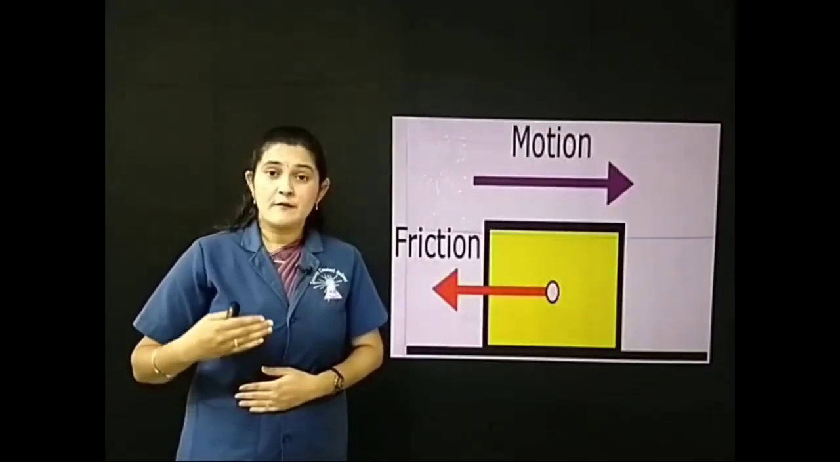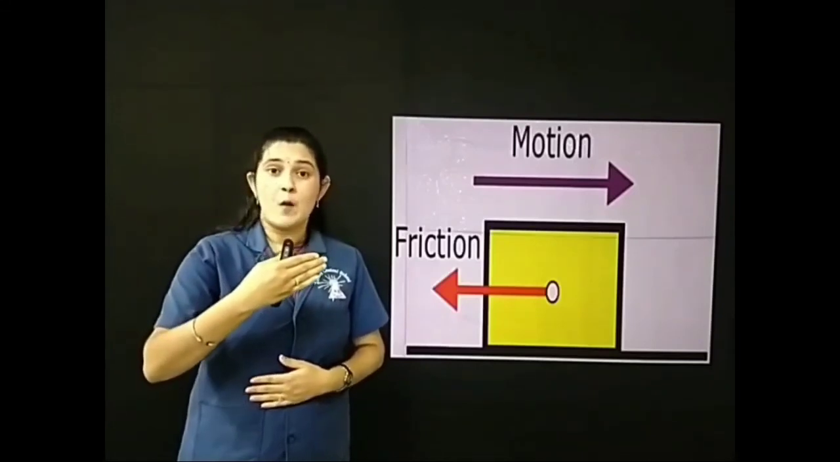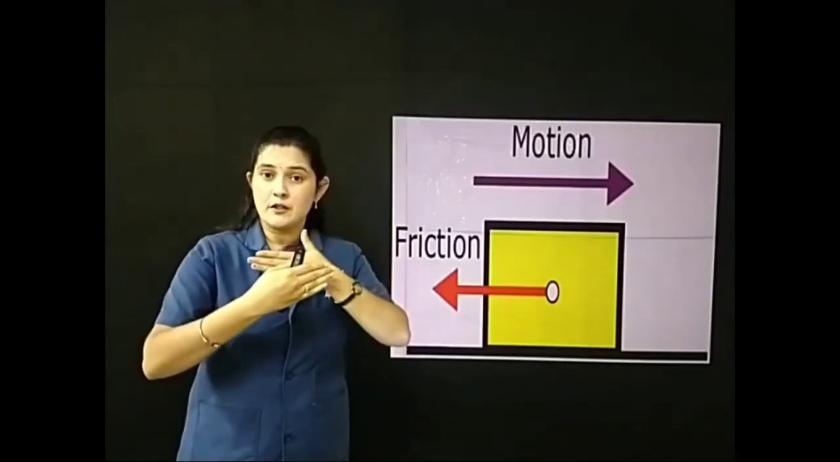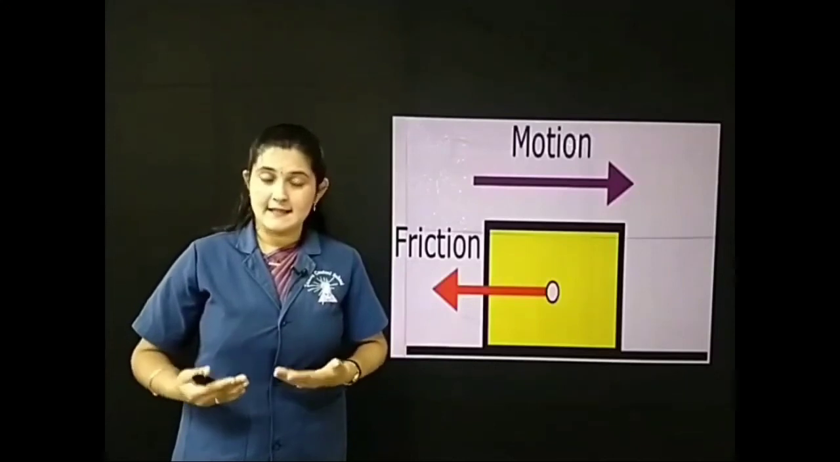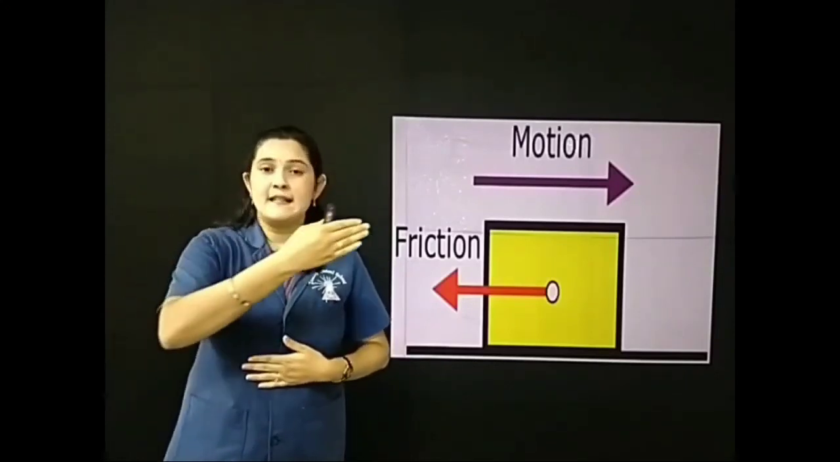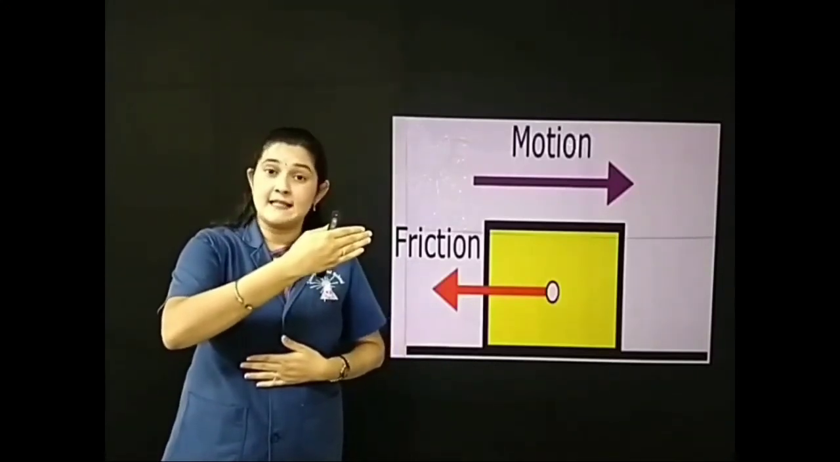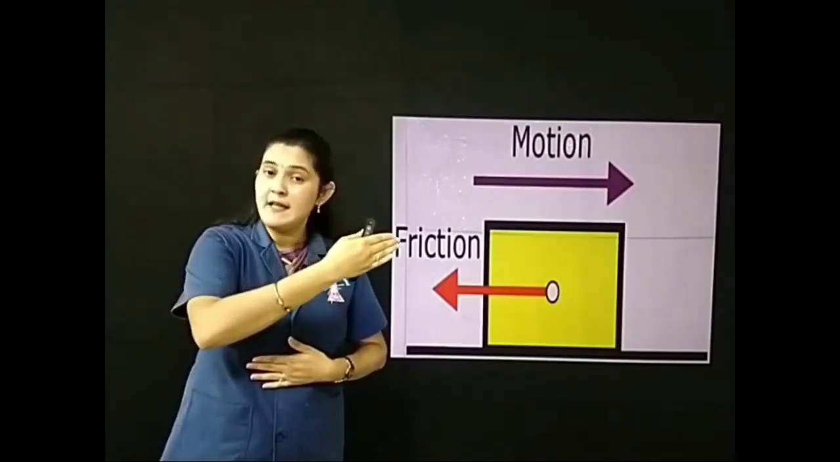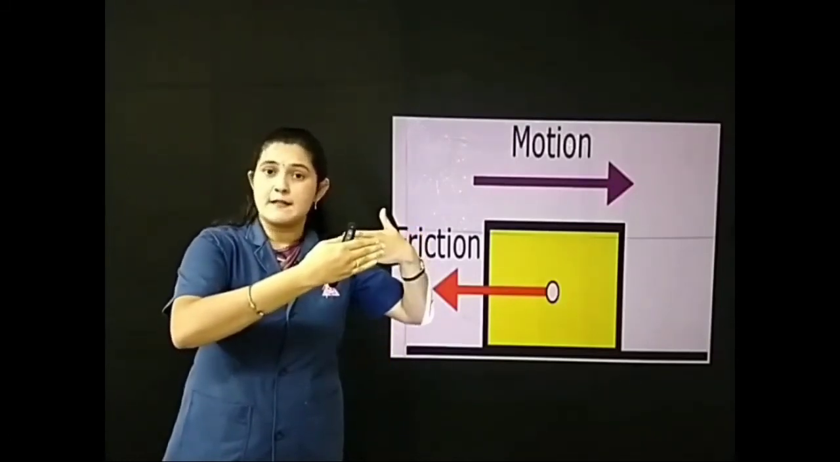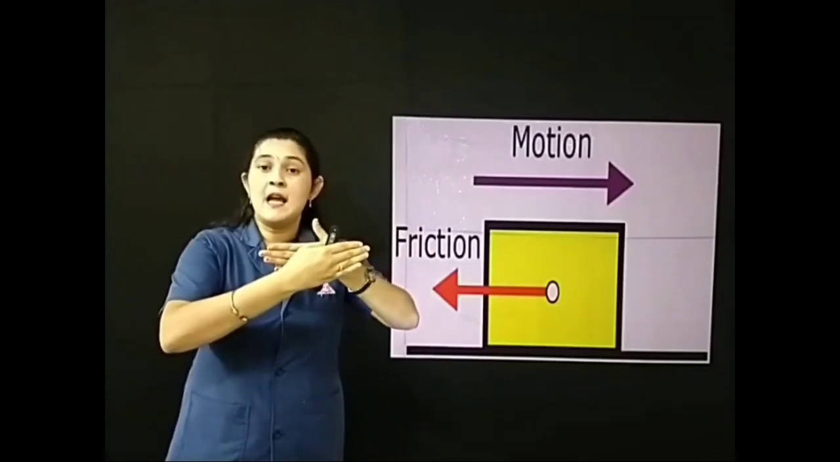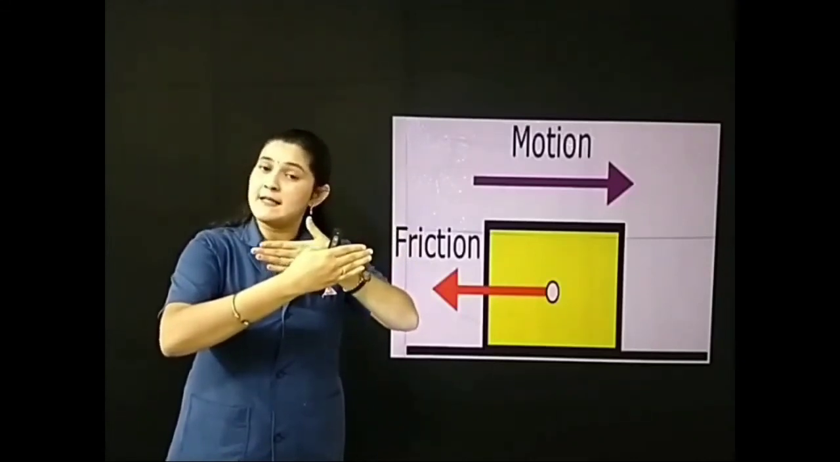So, the direction of the frictional force is always opposite to the direction of the motion of the object. You saw that the cycle was moving in this direction. That is the direction of the motion of the cycle. The frictional force is always opposite to the direction of the object's motion.